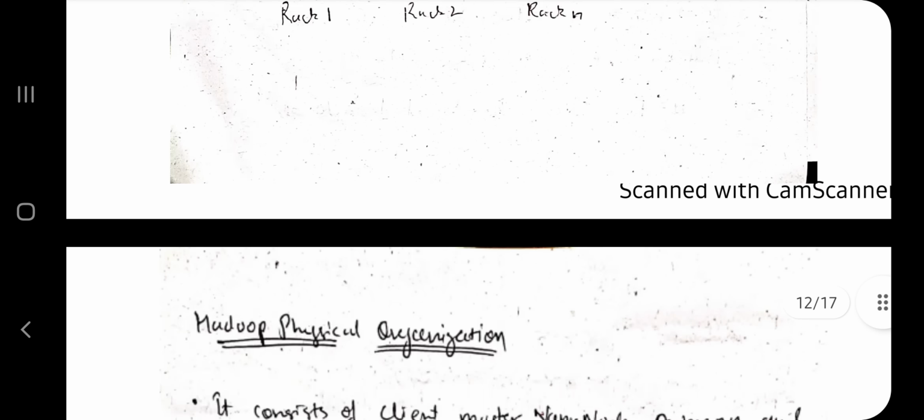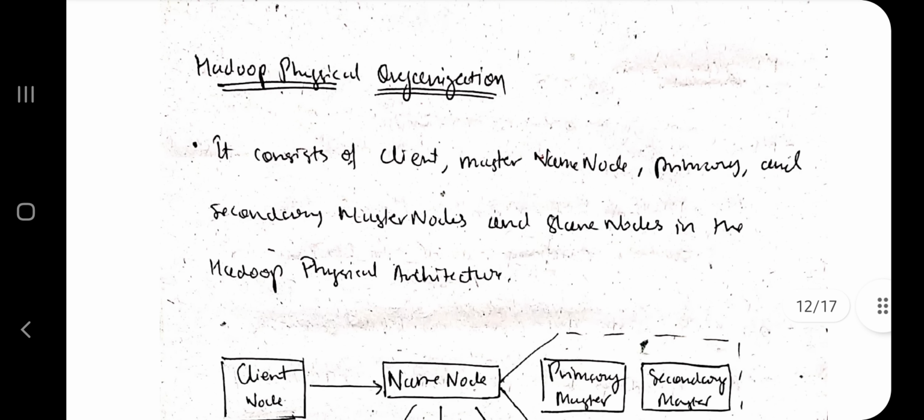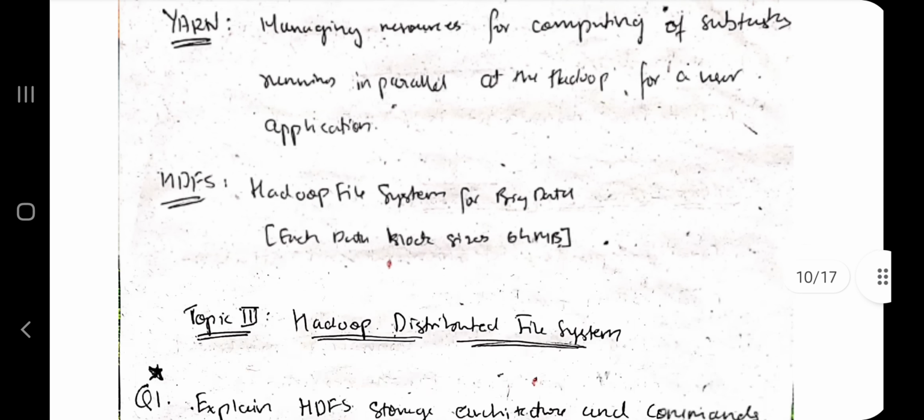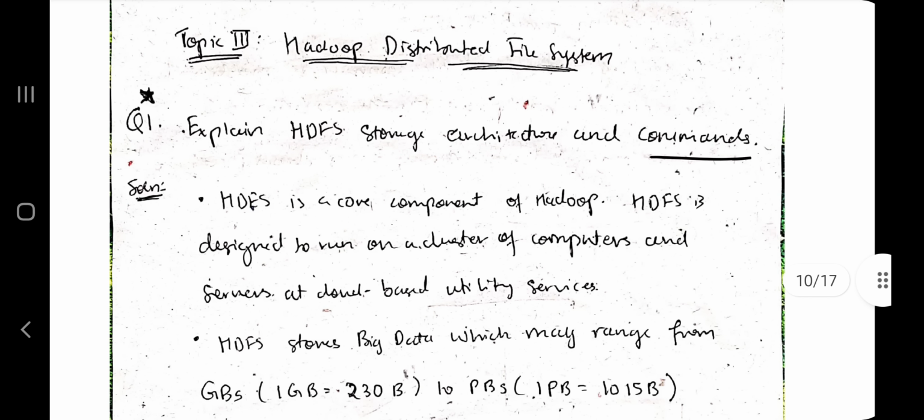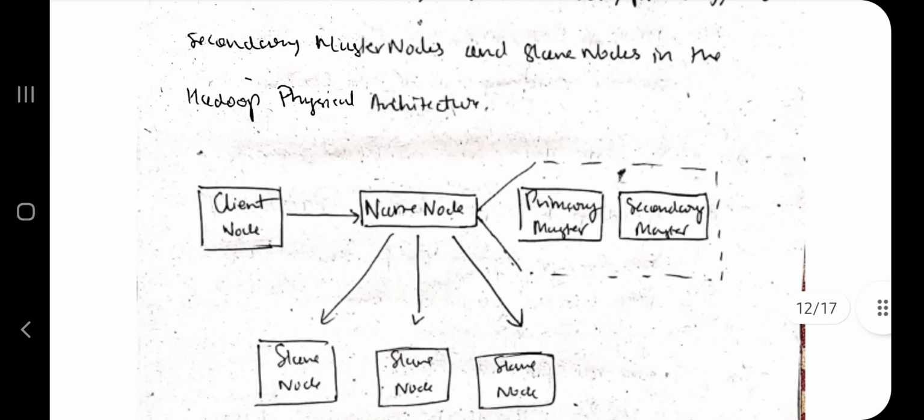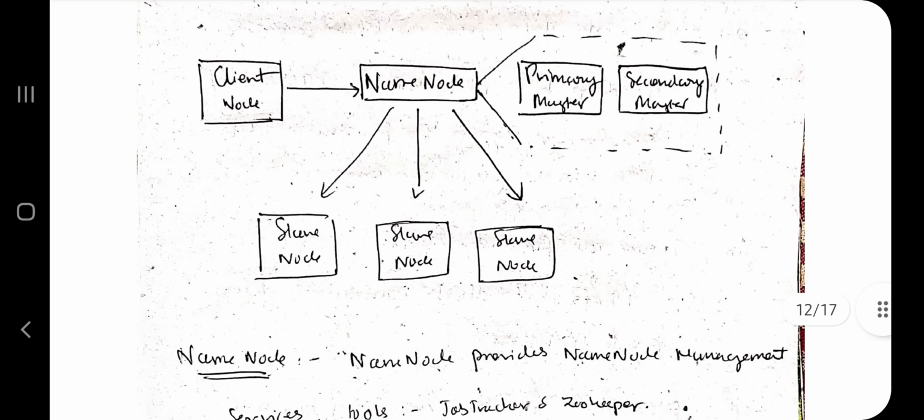After that, you need to write about the Hadoop physical organization. We are writing that because in a question they have asked for the commands. To explain the commands, you need to write some architecture as well. In the architecture, it's also very simple. A client is the one who sends the problem statement, right? The client sends the problem statement to the HR of the company, or maybe the manager of the company.